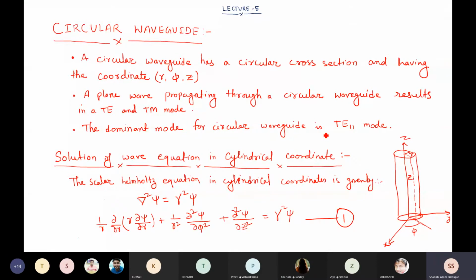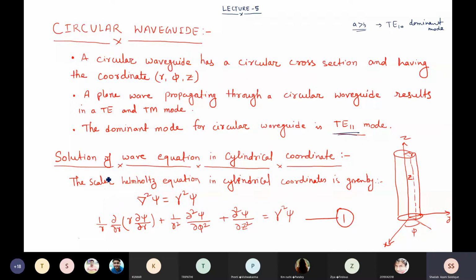The dominant mode for the circular waveguide is TE11. In the rectangular waveguide, we had the TE10 mode as the dominant mode, subject to the condition that a should be greater than b. So what is the dominant mode? The dominant mode is the mode which has the least cutoff frequency.